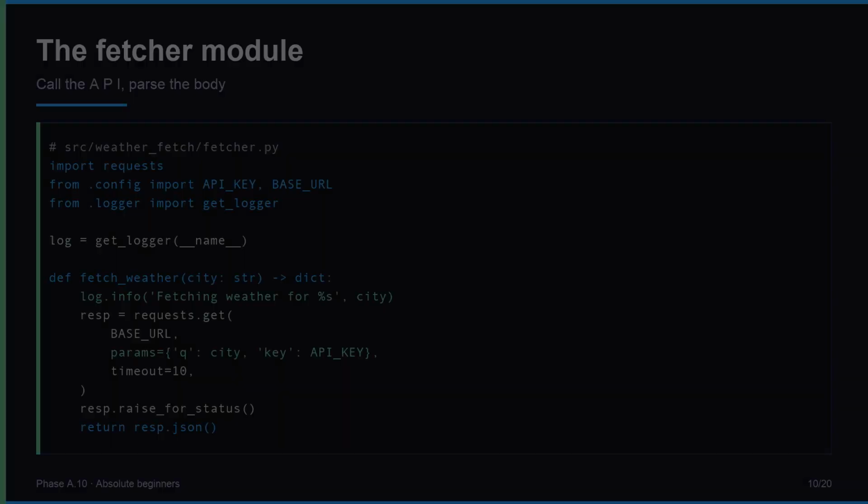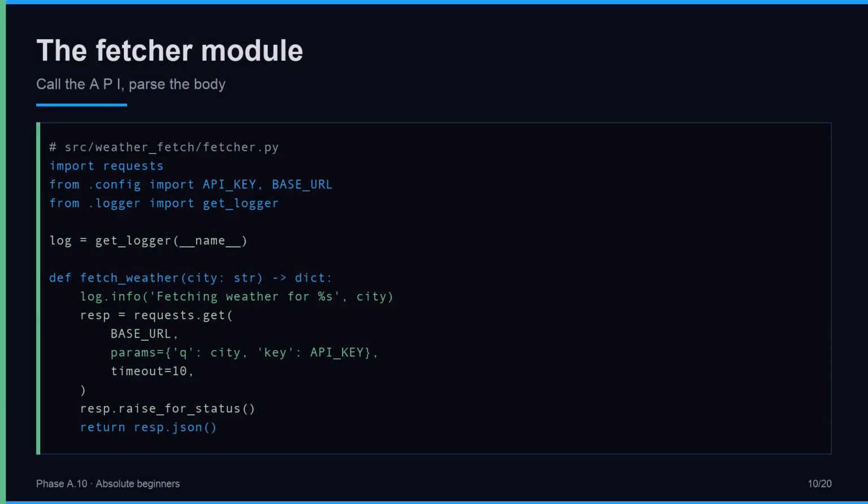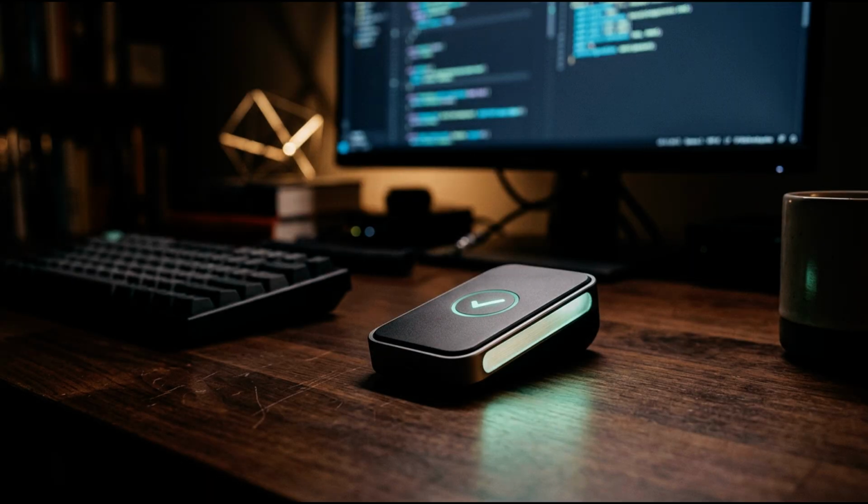One shared logger. fetcher.py does one thing: call the API and return the parsed body. It imports config for the API key and base URL, and imports the logger. Inside the function, it logs an info message, calls requests.get with the city and the key as parameters, sets a 10-second timeout so the program never hangs forever, calls raise_for_status to turn an error response into an exception, and returns the JSON body as a dictionary. Ten lines, one responsibility. At the end, you have a tool you can run from the terminal.